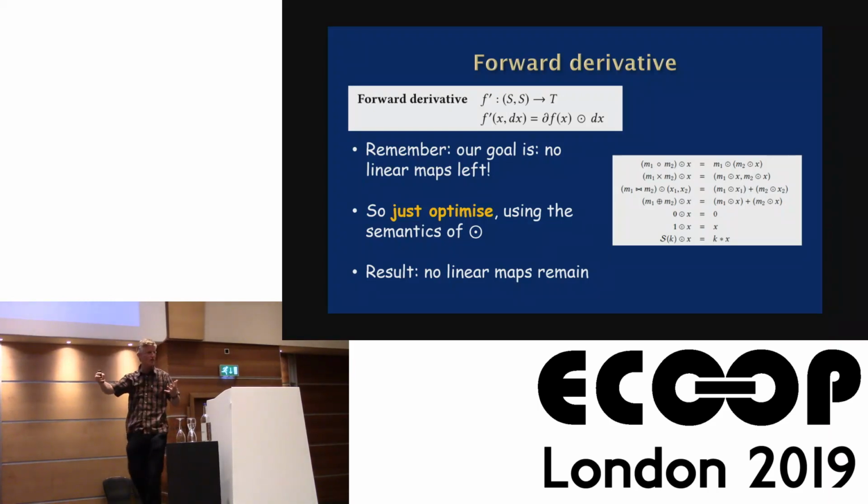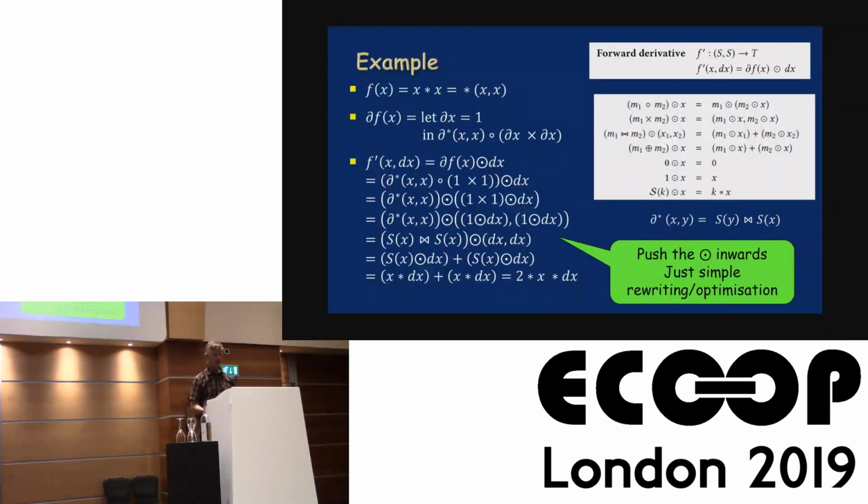Suppose we said f prime of x and dx, here it is, and suppose we took all the source code that we've just computed for df and substituted it in here, but now applied to dx, and then just optimized. When I say optimized, what do I mean? Well, we've got these rules, these properties of funny apply. That's the semantics of funny apply. So what happens if we try it? So here it is.